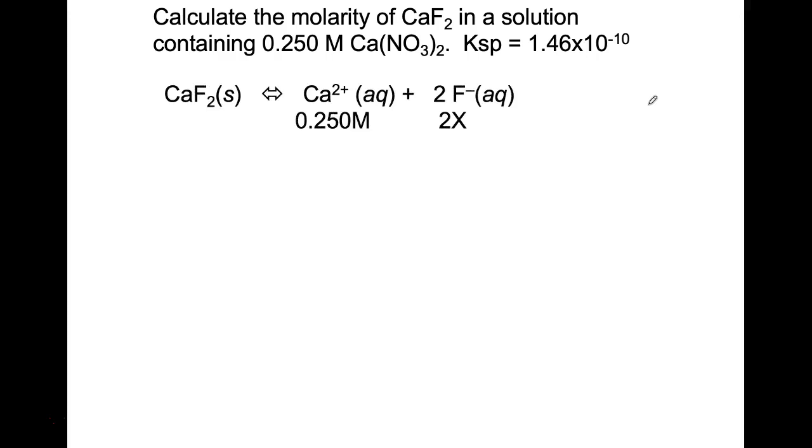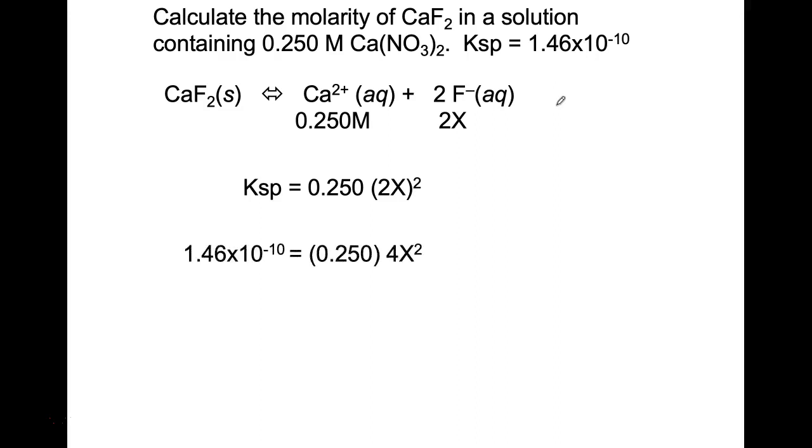Okay, here's the equation. We have 0.250 molar for the calcium, because that's coming from here. And now we want the 2x. So we have KSP equals 0.250 times 2x squared. Remember what's going to happen when you square 2x. 2x squared becomes 4x squared.